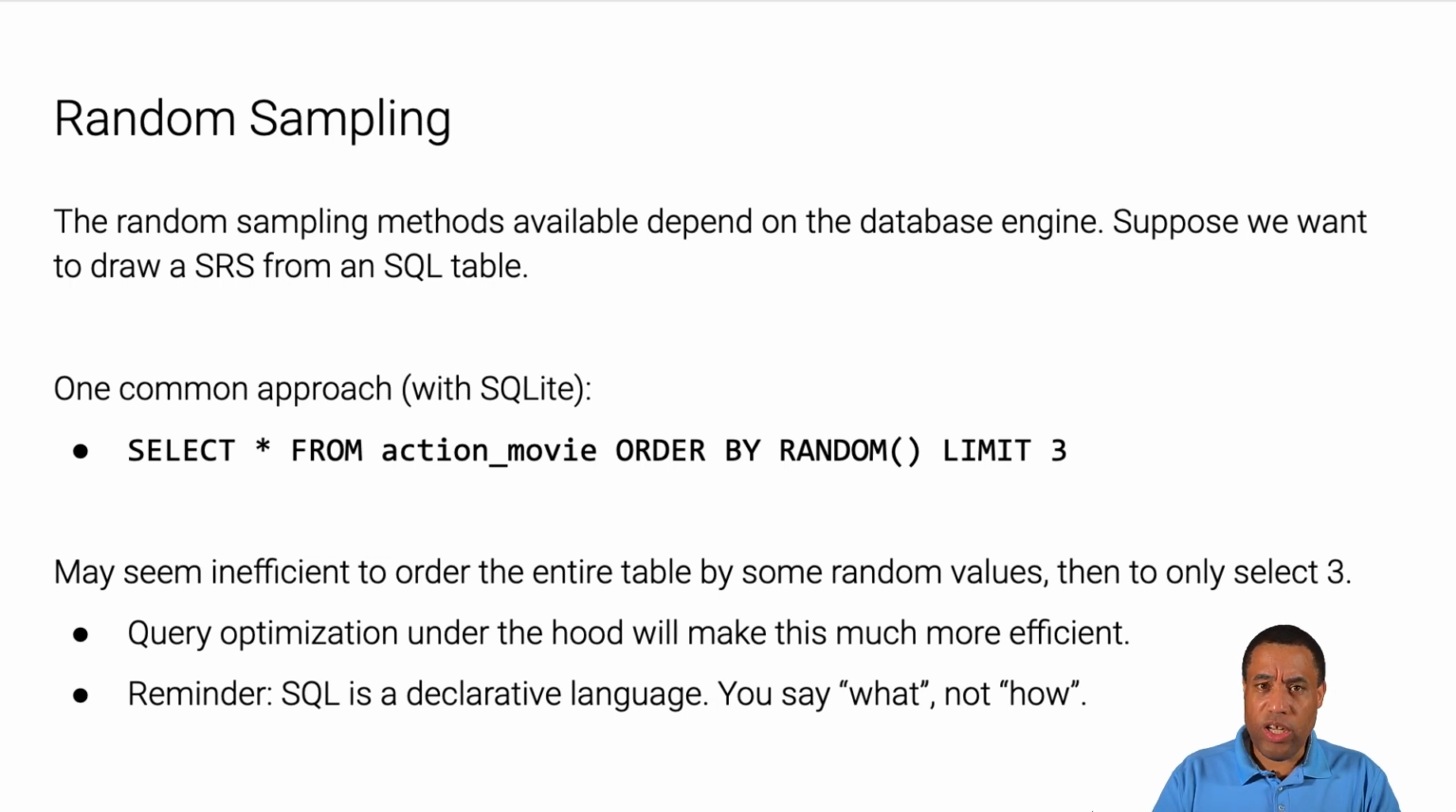Now, it might seem very inefficient, maybe there's thousands of movies, to sort that entire table by some random value and then only select 3 of the rows to return. But this is what makes database management systems so powerful, is their query optimization that takes place under the hood. It makes this very efficient. And this is the difference. You have to remember that SQL is a declarative language. So you say what you want, not how you should get that answer. It's up to the query planner and the query optimizer to implement the how.